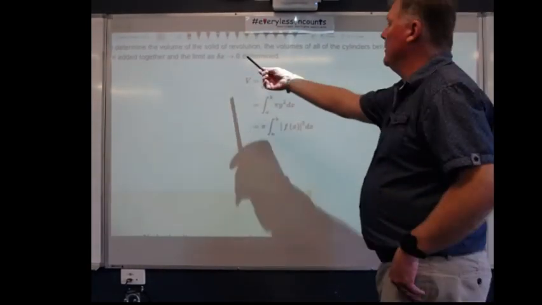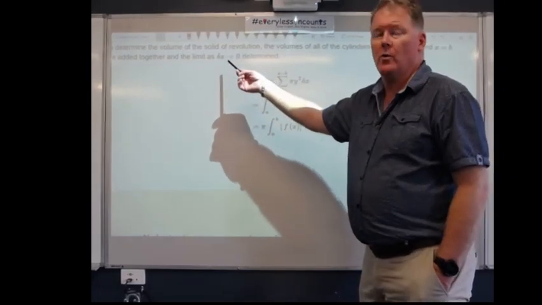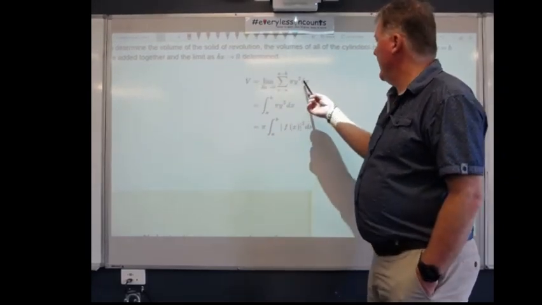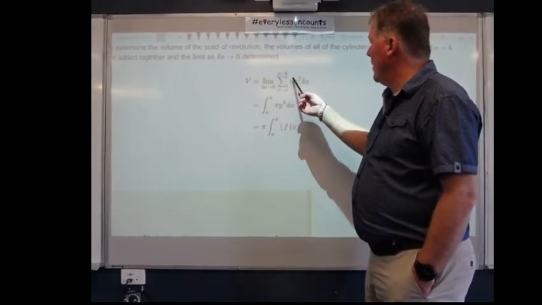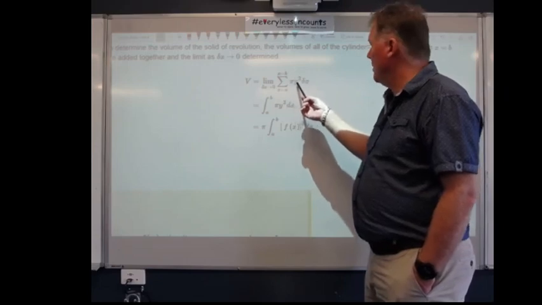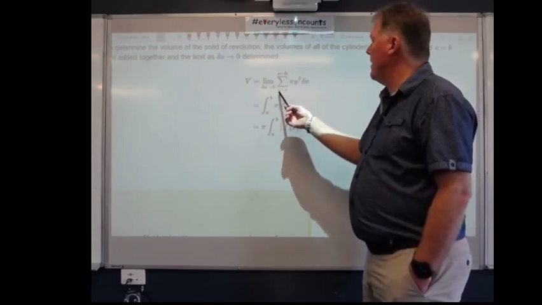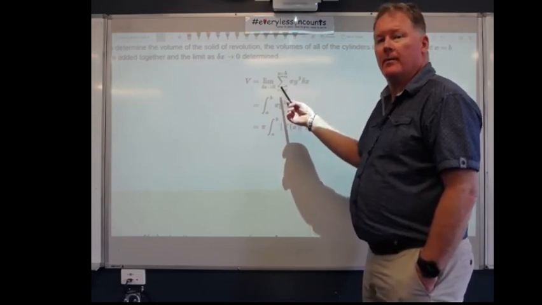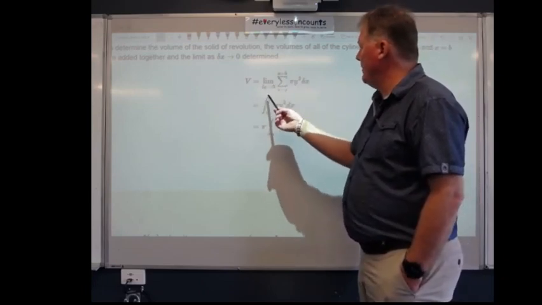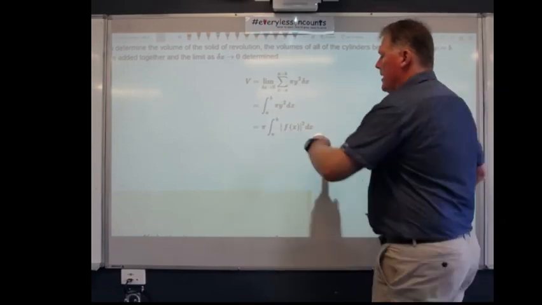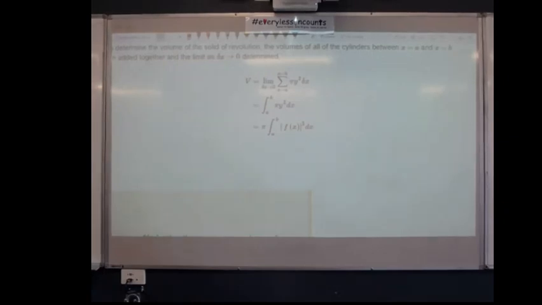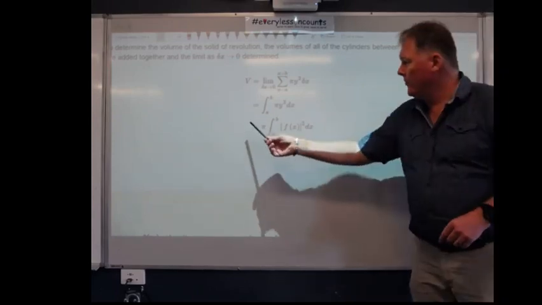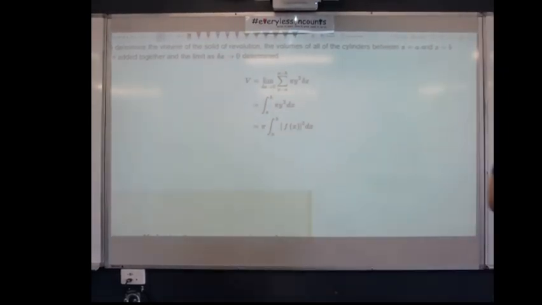as we let delta x become 0, or approach 0, then the delta x becomes dx. There's my function, my area formula, pi times the radius squared, and we're going to sum them up between a and b. So the limit, as we get very small, that sum becomes the integral, which is where we've got that formula. So then we end up with our formula for the volume of rotation around the x-axis. Repeating, that is our formula for the volume of rotation around the x-axis.